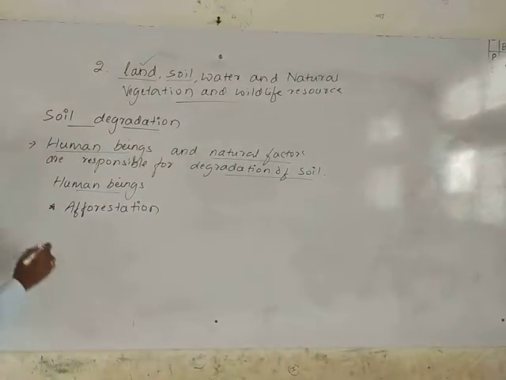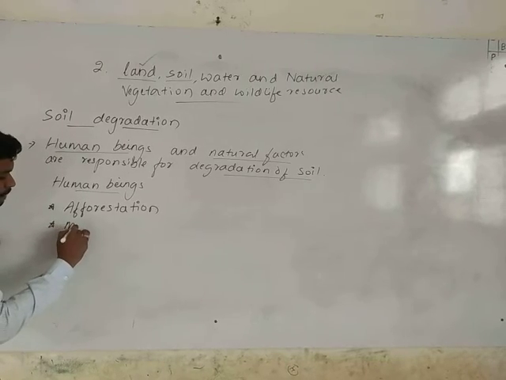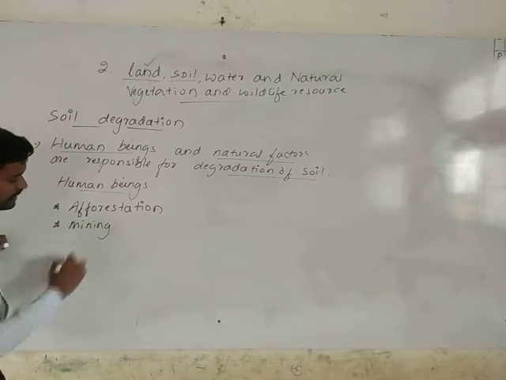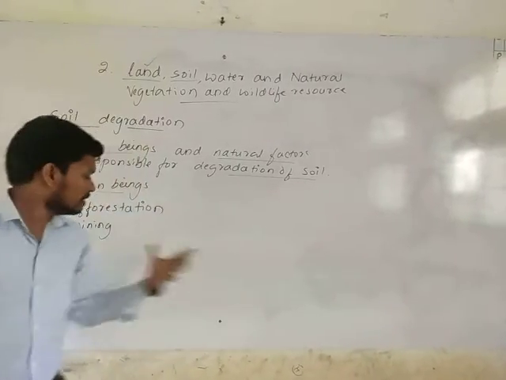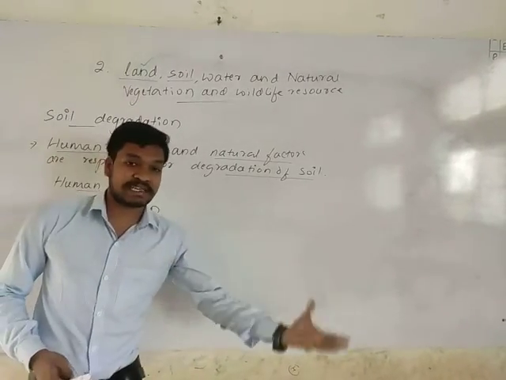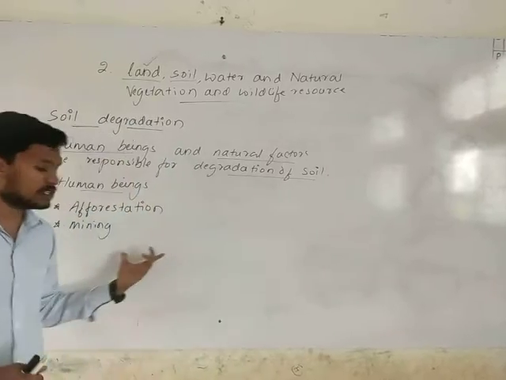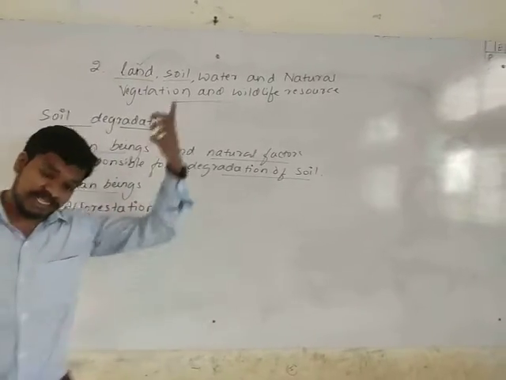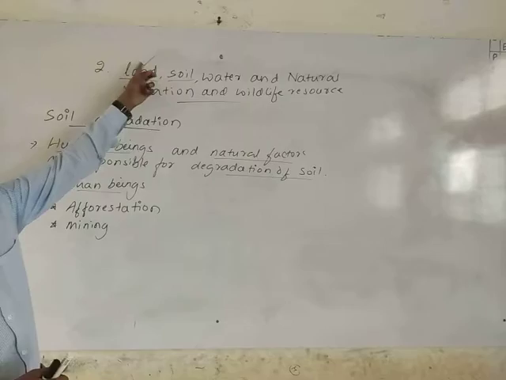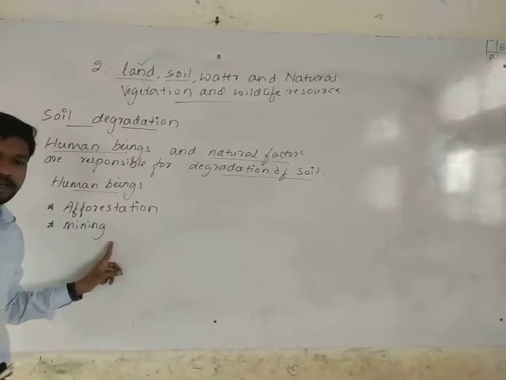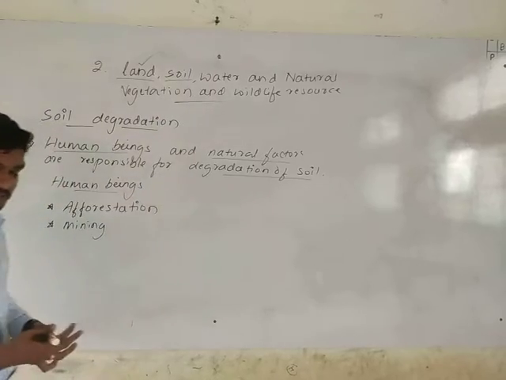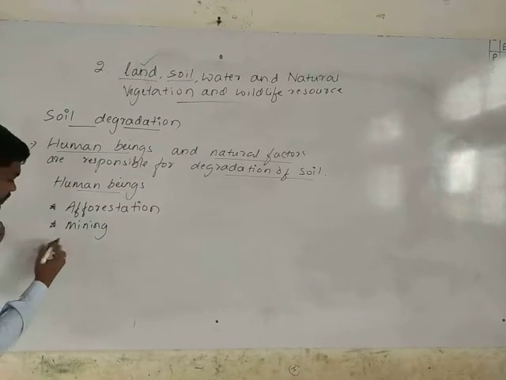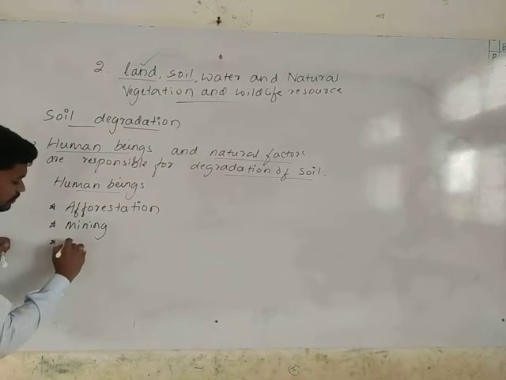The next activity is mining. A large area is taken under mining activities to extract minerals. It also causes soil degradation and land degradation. What we discussed in the first concept, land degradation, mining is a main cause for it and also for soil degradation. Then, overgrazing.